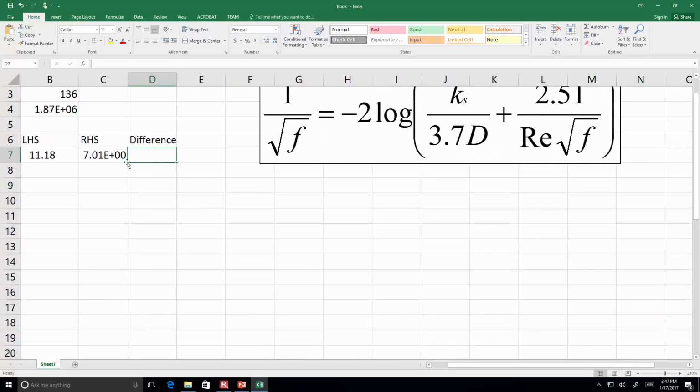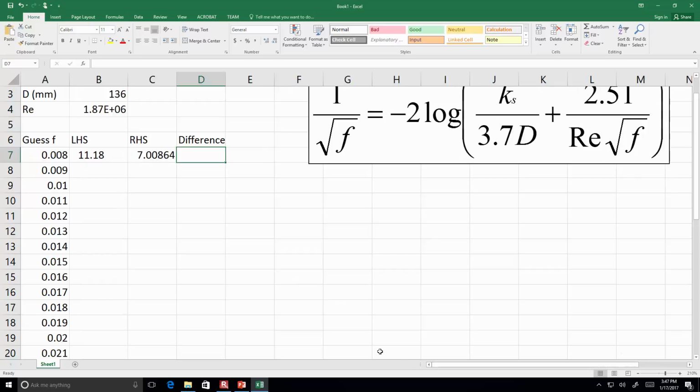All right, so we're not there yet. Let's find the difference. Oh, this doesn't need to be scientific notation. Okay, so the difference is going to be 1 minus the other. Actually, I think I've got an error in my formula now that I... 7.01? Oh, no, it's fine. All right. Now, 7.01 is what it should be.